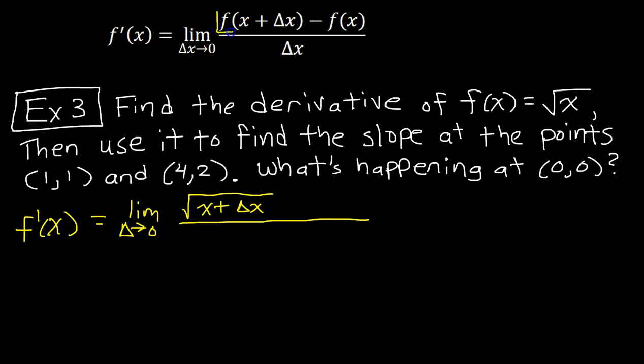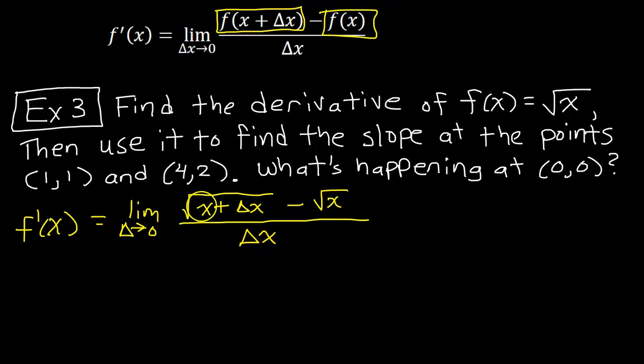That is this part now done. Now we're going to subtract f of x. So minus, well, guess what? This is f of x right here. It's just the square root of x. So now we've done this part. And then that's over delta x.